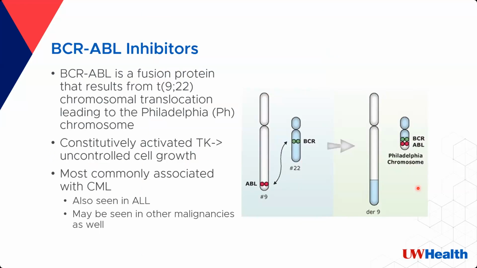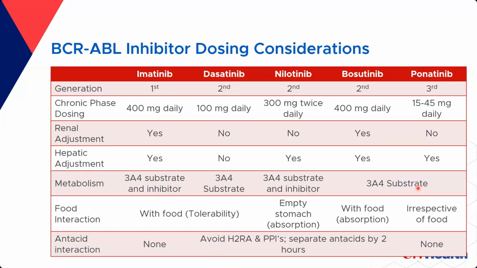Gleevec is a BCR-ABL inhibitor. BCR-ABL is a fusion protein that results from chromosomal translocation between chromosomes 9 and 22, and this is also known as the Philadelphia chromosome. And this results in a constitutively active tyrosine kinase, which leads to uncontrolled cell growth. BCR-ABL is most commonly associated with CML and is a hallmark of CML, but can also be seen in ALL, so that's what we term as Ph-positive ALL. And then you may also see BCR-ABL in other malignancies.